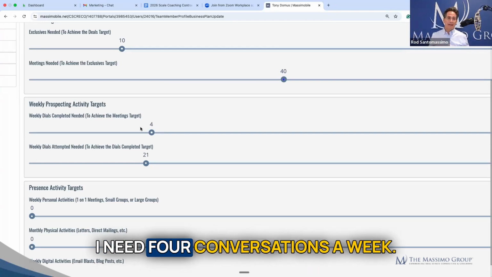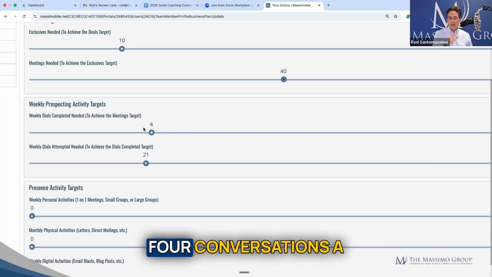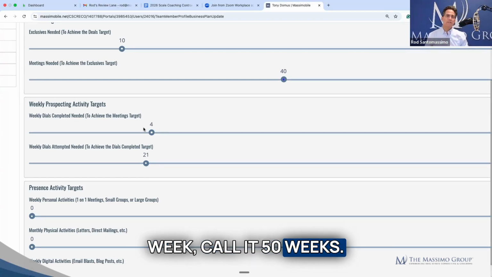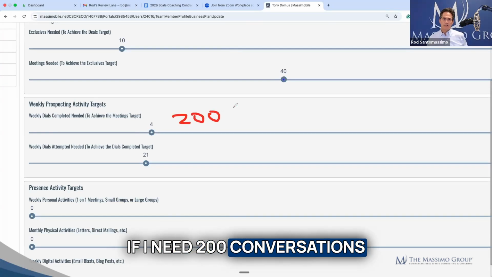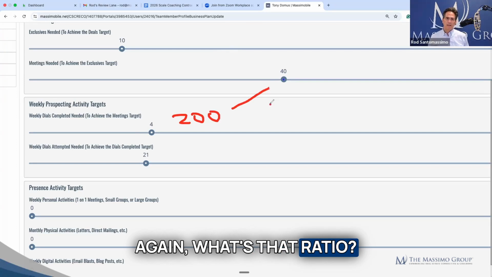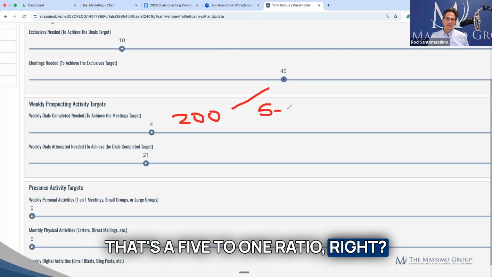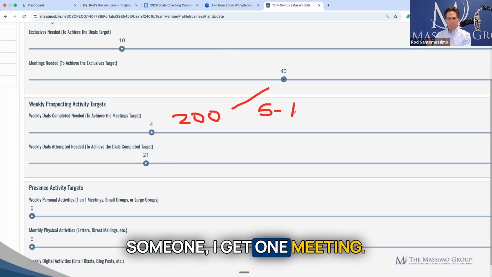I need 4 conversations a week. That means, just do the math, 4 conversations a week, call it 50 weeks, 200 conversations. If I need 200 conversations to get 40 meetings, again, what's that ratio? That's a 5-to-1 ratio, right? That means for every 5 conversations I have with someone, I get 1 meeting.